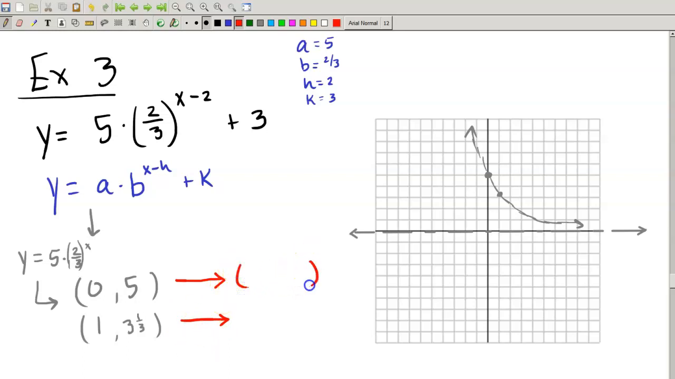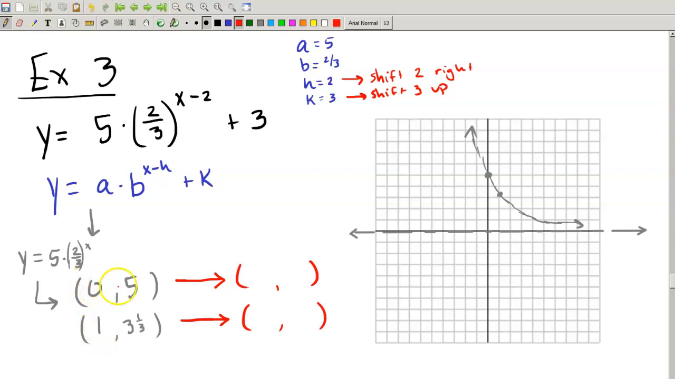Okay. Now I'm going to finish my graph by translating these 2 points left, right, and then up, down. So what are my 2 new points? Well, my 2 new points are going to be given from the h and the k values. The h value up here is going to be a shift 2 to the right. And my k value is going to be a shift 3, and it's going up.